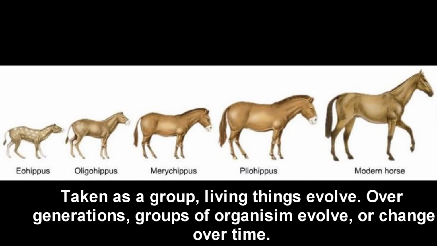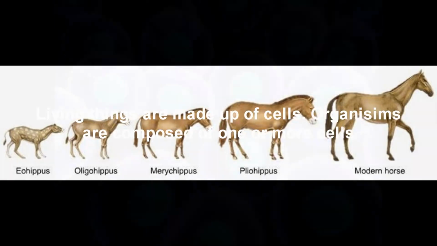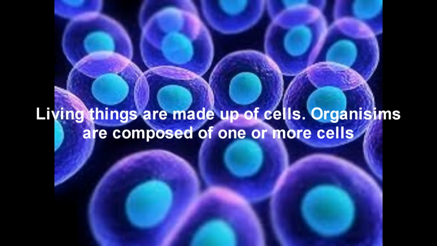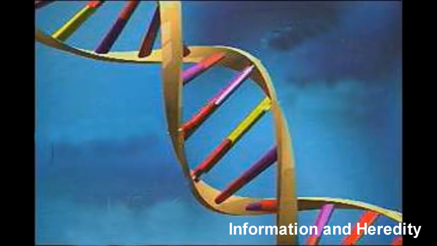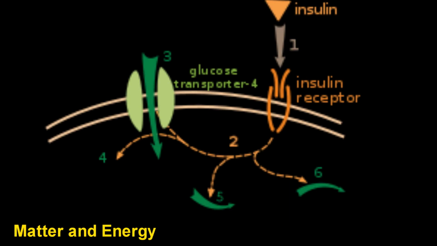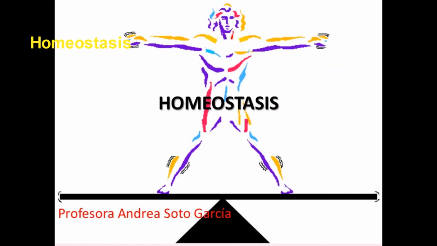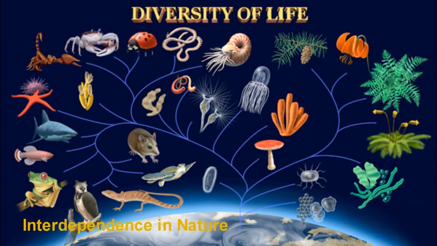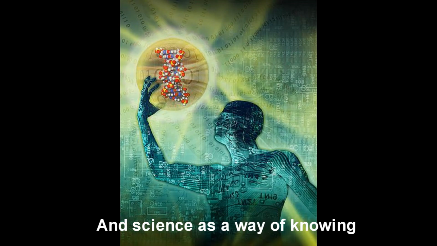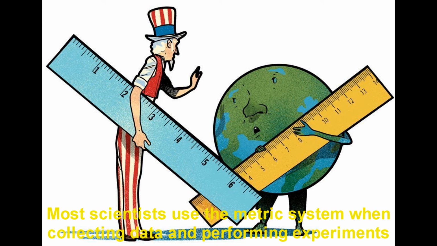Taken as a group, living things evolve. Over generations, groups of organisms evolve, or change over time. Living things are made of cells. Organisms are composed of one or more cells. The study of biology revolves around several interlocking big ideas: the cellular basis of life, information and heredity, matter and energy, growth, development and reproduction, homeostasis, evolution, structure and function, unity and diversity of life, interdependence in nature, and science as a way of knowing. Most scientists use the metric system when collecting data and performing experiments.